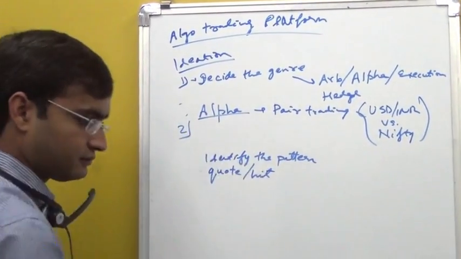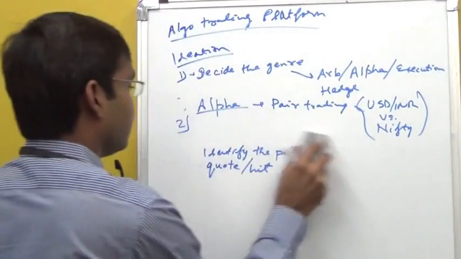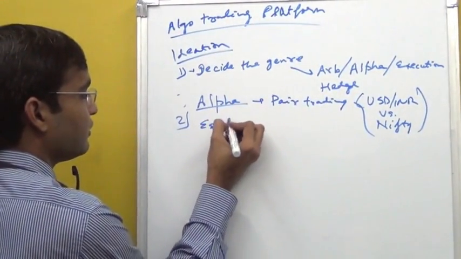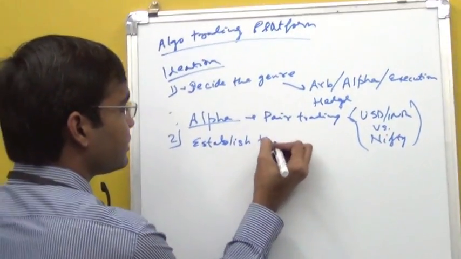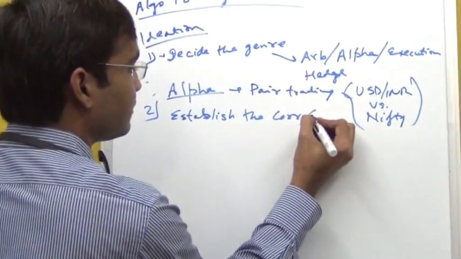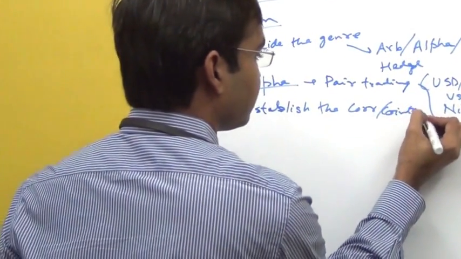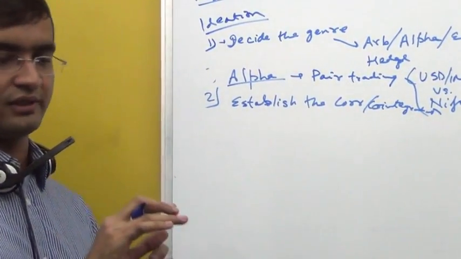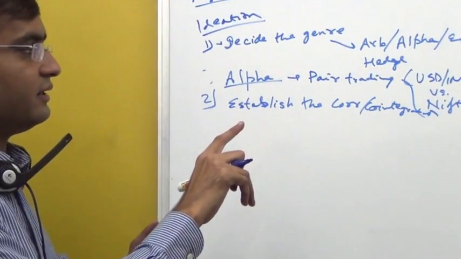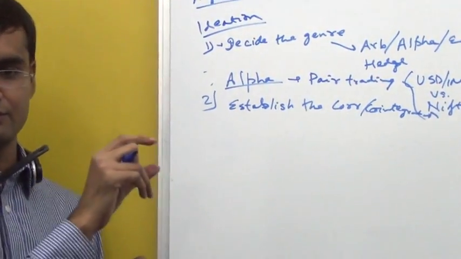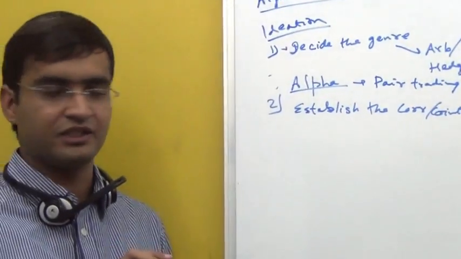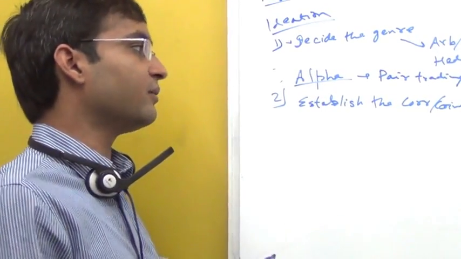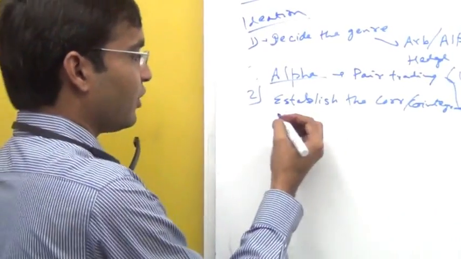So I'll establish the correlation or co-integration. So once I establish that, I would know that okay, to this confidence interval, these two stocks are interrelated. There is some relation between them. Right? Once I have established that, the next thing would be building a model. Right? So I'll be building a model.